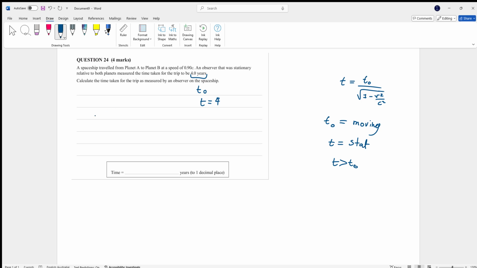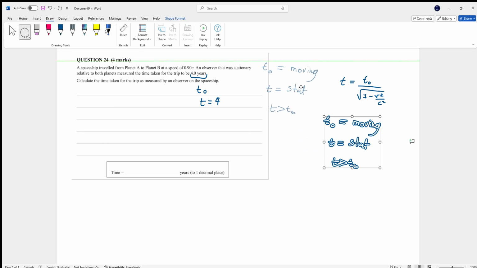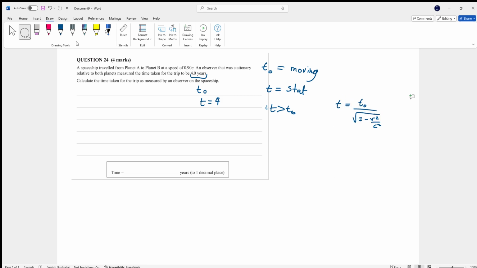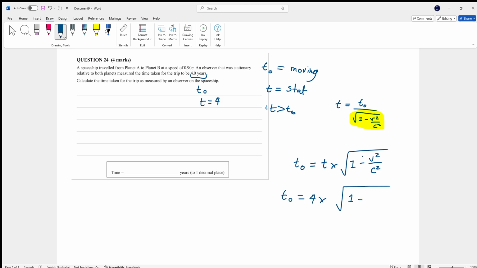First of all, you'll want to get the T-O by itself. So to get the T-O by itself, you're going to multiply both sides by this term here. So you'll get T-O is equal to T times the square root of 1 minus v squared over c squared. Now what we're going to do is just substitute the stuff in. So here we have T-O equals 4 times the square root of 1 minus, and now we're going to substitute the v for 0.9c.